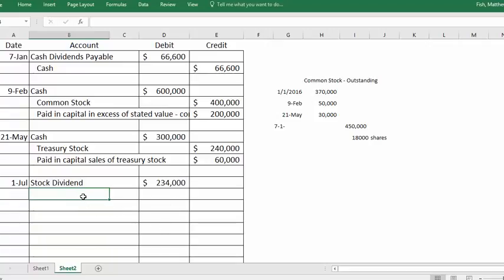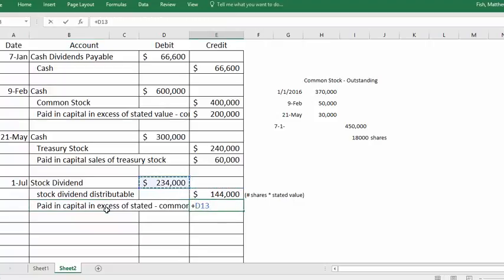$234,000. Now that stock hasn't been given yet to the shareholders, so I can't go ahead and increase my common stock account. I have an account called a stock dividend distributable account, which is a contra equity account, and that amount is going to be the number of shares times, in this case, the stated value. So the 18,000 shares, and the stated value in this case is $8 a share. So the difference at this point gets issued right away to paid-in capital in excess of stated value for the common stock. And that's the difference between these two. Debits have to equal credits.